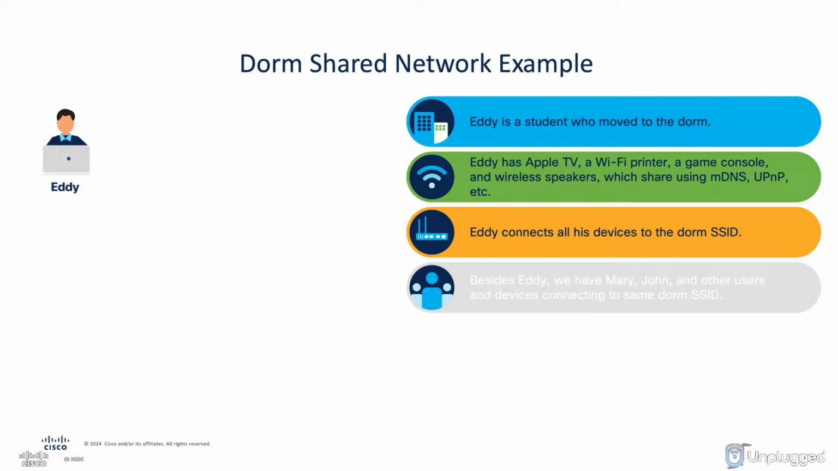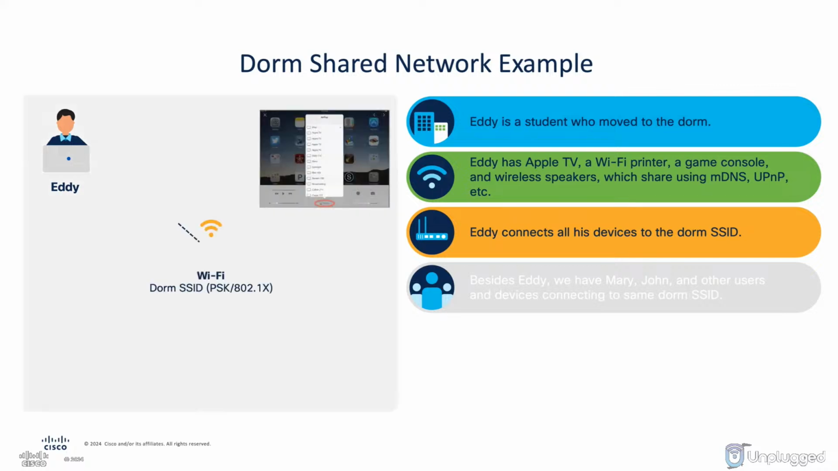Eddie's going to connect all those devices to that dorm SSID, but he's also going to be part of a network where everybody is really connected as well. So Eddie's going to connect to that dorm SSID. I've got it set up for a pre-shared key. I've got it set up for 802.1X. For devices that can't connect to an 802.1X network, I can use a pre-shared key.